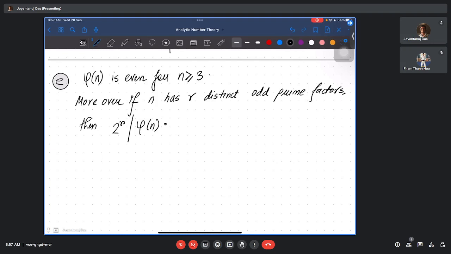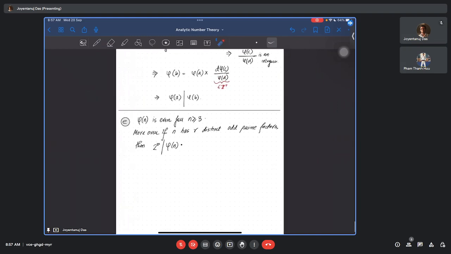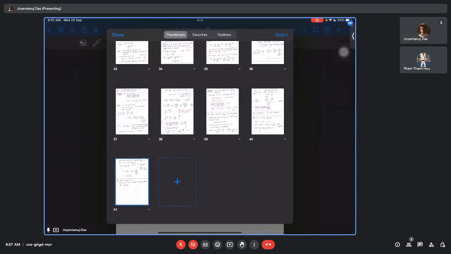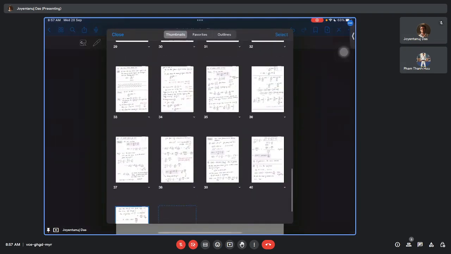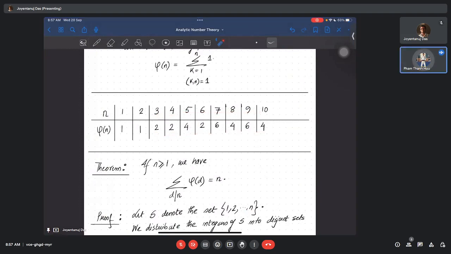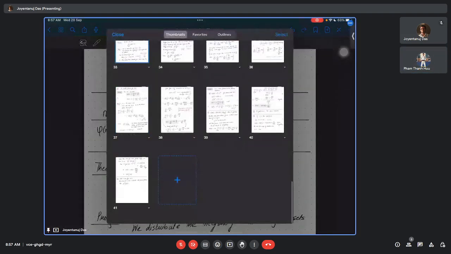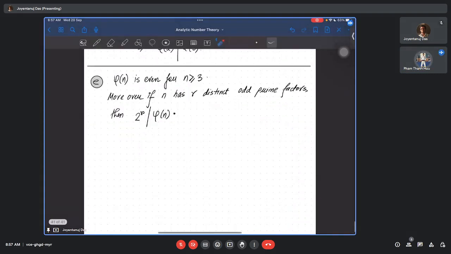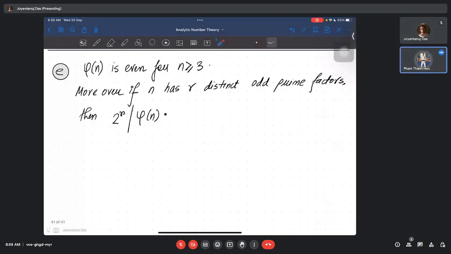So first of all, check this part. This is even for every n greater than or equal to 3. At least from the table we made for smaller values, you can check that for n greater than or equal to 3, all of them are even, right? So that is one observation. Then what else do we have?